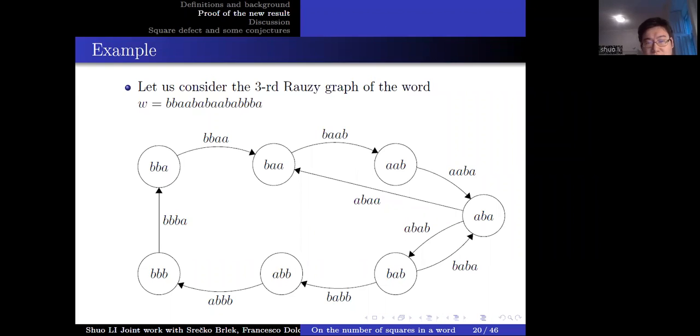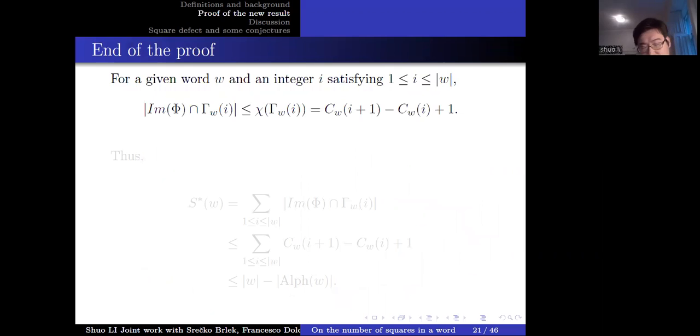So with the property that the images of phi are all small secrets, and the small secrets on the same rosy graph are independent, we are almost at the point to conclude. In fact, if we count just the number of images of phi on the rosy graph gamma i, then we can say that this number will be bounded by the chromatic number of the graph gamma i, which equals C i plus 1 minus C i plus 1.